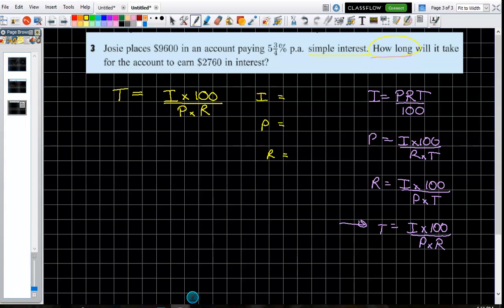What's their I? What'd you put? Yep, 2,760. Your principal is what you have now, 9,600. Your interest rate, now, 5 3/4. Oh, believe it or not, this stumps people when they're putting in their calculator. So, personally, I know that 3/4 is what as a decimal?